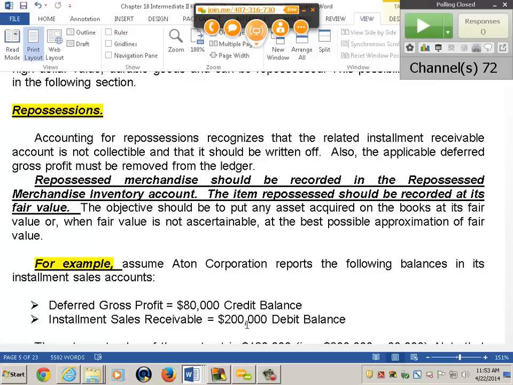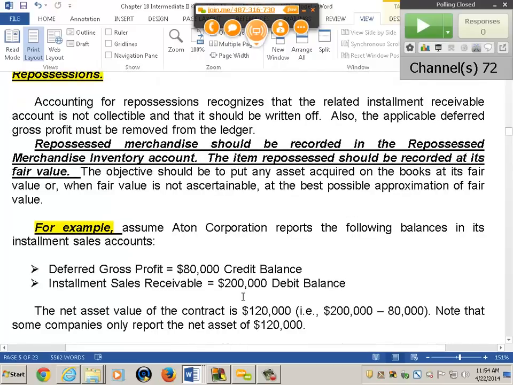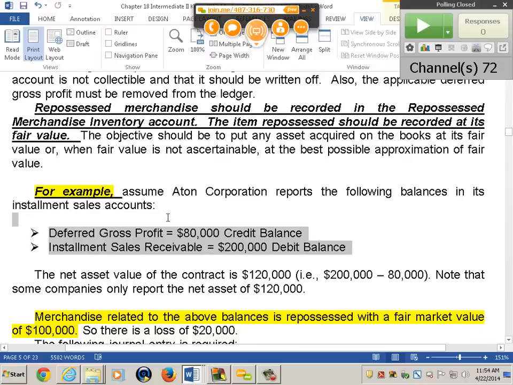When we repossess the merchandise, it comes to us at fair value. So it's going to be appraised. Now, you could have a gain or loss. The gain or loss is going to be the difference between the fair value of the repossessed merchandise and the net asset value on the balance sheet. The net asset value, and I think I mentioned this, some companies will in fact show the deferred gross profit and the installment receivables net on the balance sheet.